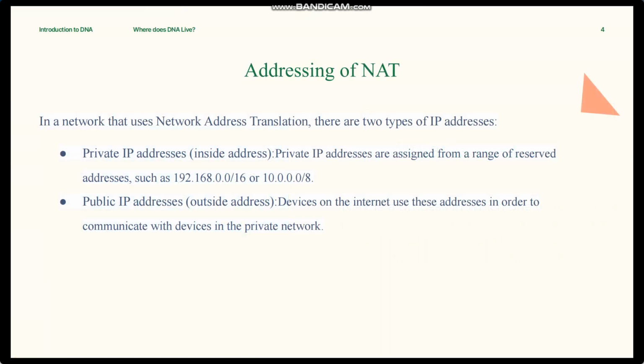Here we can see the addressing of NAT. In NAT, network address translation, there are two types of IP addresses. The first one is private IP addresses and the second one is public IP addresses.